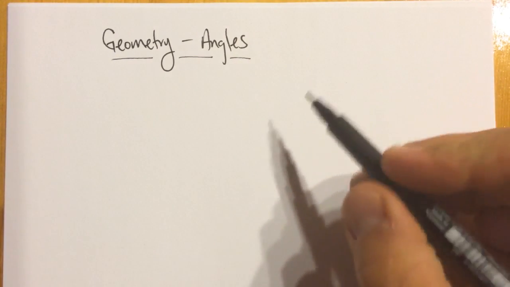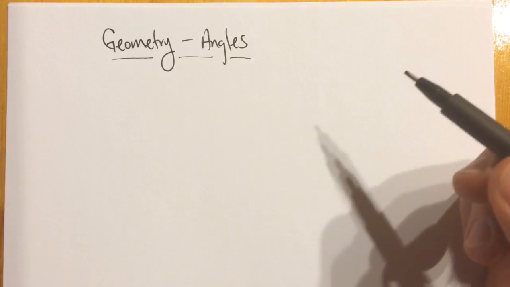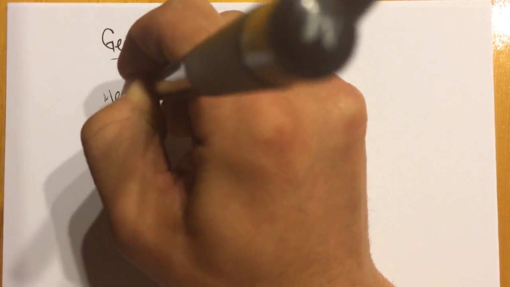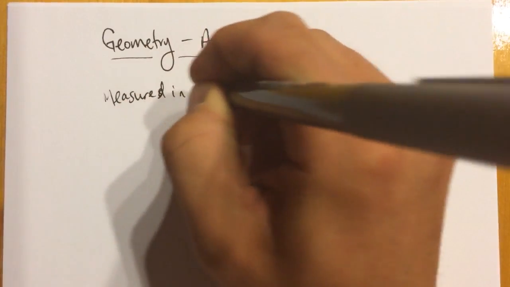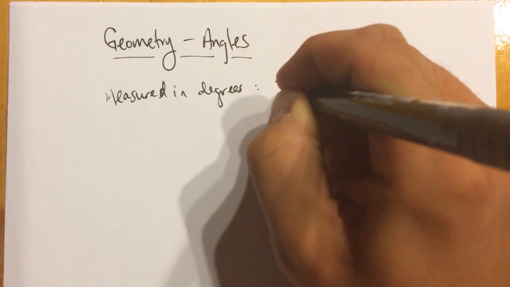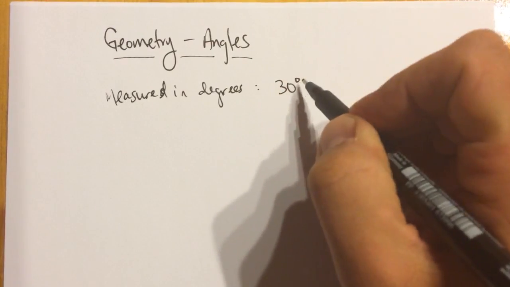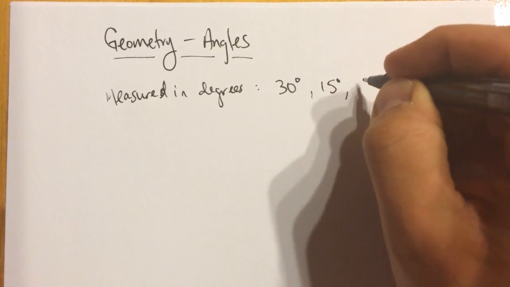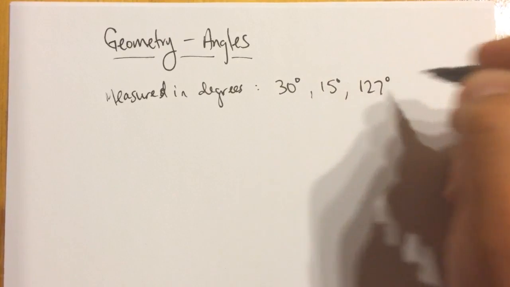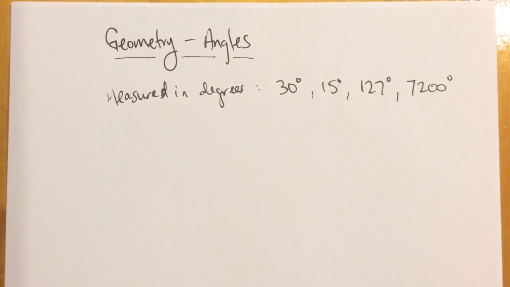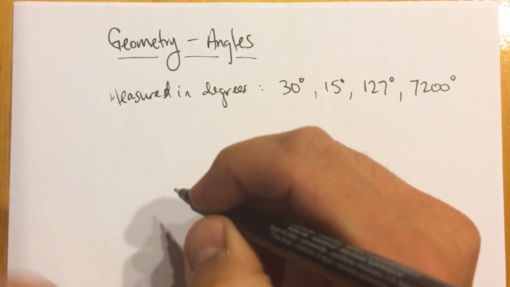We're going to review some of the things you should already know quite a bit about in geometry, angles. We measure angles in degrees. And so you'll see things like 30 degrees, the little circle symbol represents degrees, or 15 degrees, larger angles, 127 degrees, and you can even have very, very large angles like this. And we'll talk about what that means in a minute.